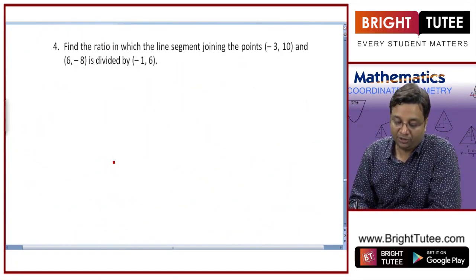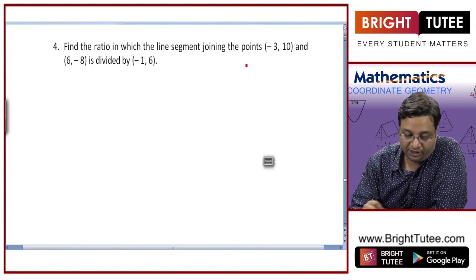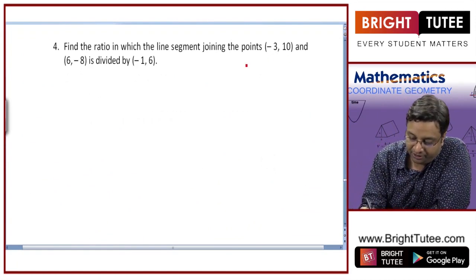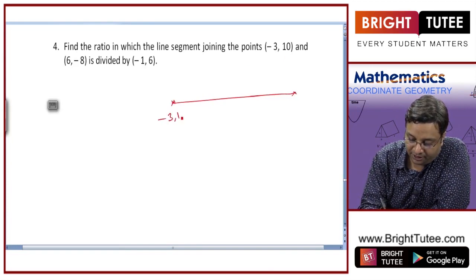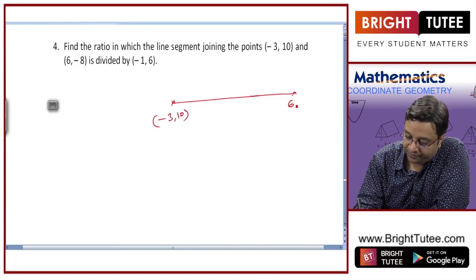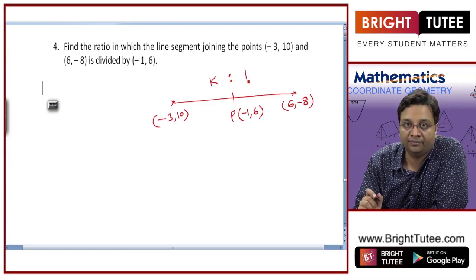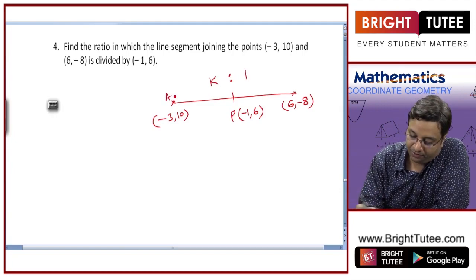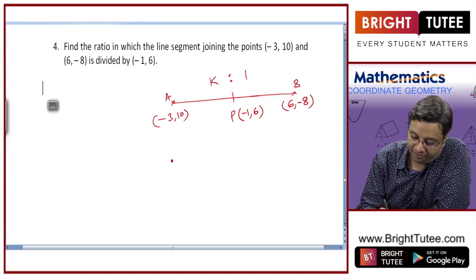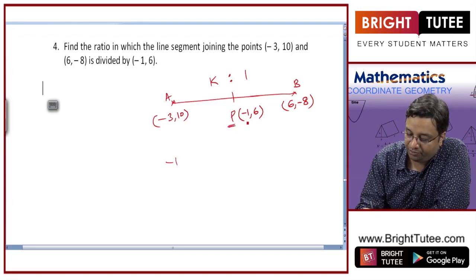Okay, find the ratio in which the line segment joining these 2 points is divided by minus 1, 6. So again we have discussed these kind of questions. This is the point P, minus 1, 6. Let's say this is dividing this line segment in k is to 1, right? So what will be minus 1? The x coordinate of P is minus 1.